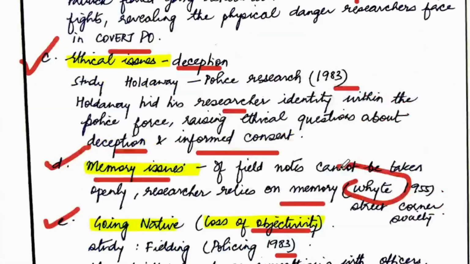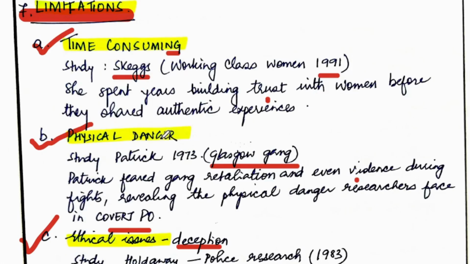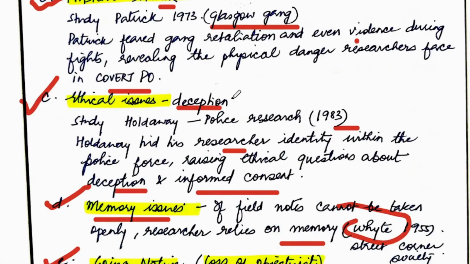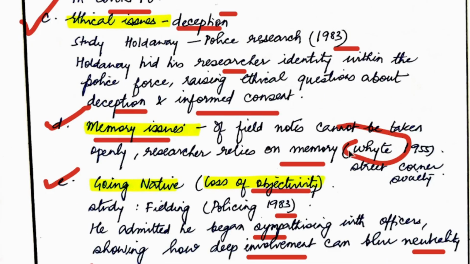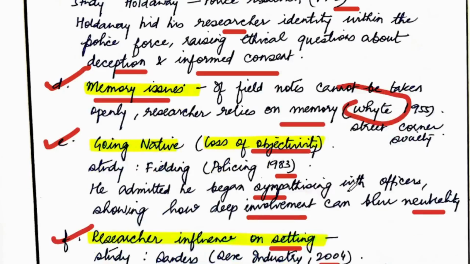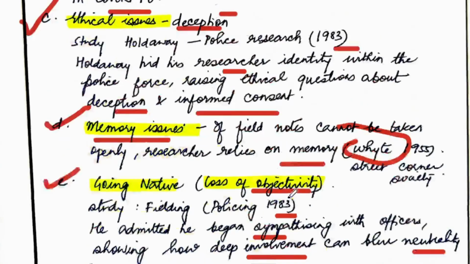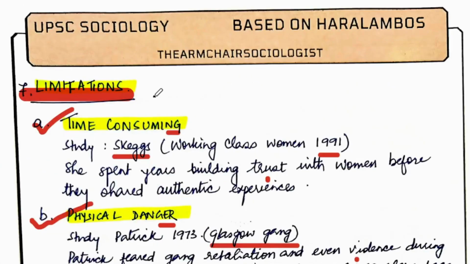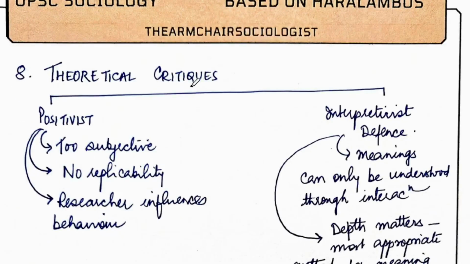So these are the limitations of participant observation: first being time consuming, then the issue of physical danger to the researcher, ethical issues of deception and informed consent, memory issues when notes cannot be taken openly, loss of objectivity or going native, and the researcher's influence on the natural behavior of the participants. Now, since we have understood the limitations of the method, let us move to the theoretical critiques of participant observation.